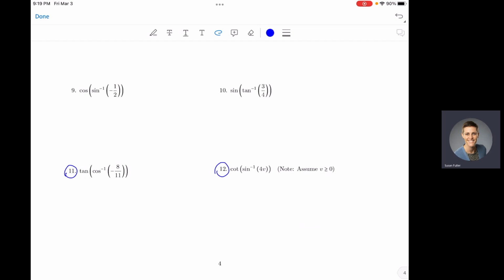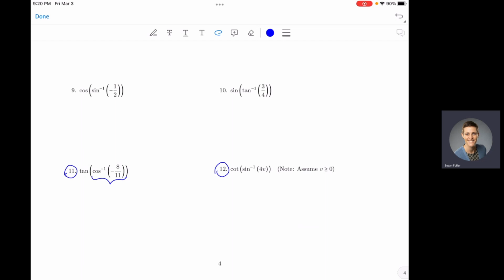So let's start with number 11 here. We need to do the tangent of the arc cosine of negative 8 over 11. Okay, we're going to start on the inside and work our way out. That's how we do these. So if I start on the inside, I'm going to do the arc cosine of negative 8 over 11.